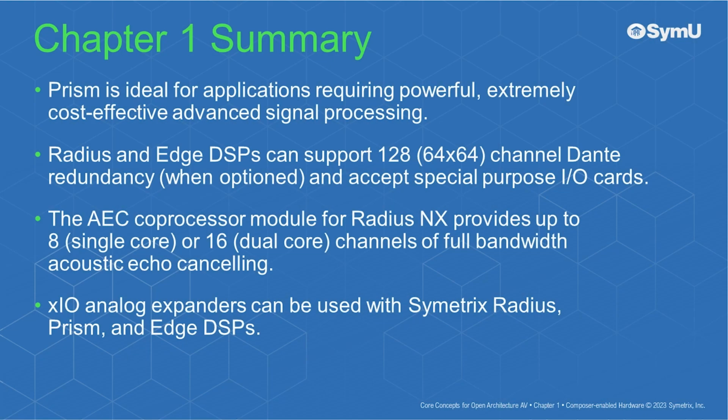In summary, Prism is ideal for applications requiring powerful, yet extremely cost-effective advanced signal processing. Radius and Edge DSPs can support 128, 64 by 64 channel Dante redundancy when optioned and accept special-purpose I/O cards. The AEC coprocessor module for Radius NX provides up to 8 single-core or 16 dual-core channels of full bandwidth acoustic echo canceling. XIO analog expanders can be used with Symetrix Radius, Prism, and Edge DSPs.